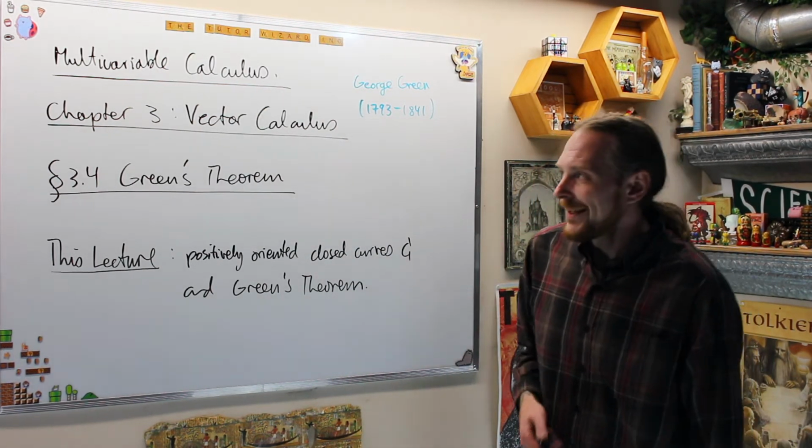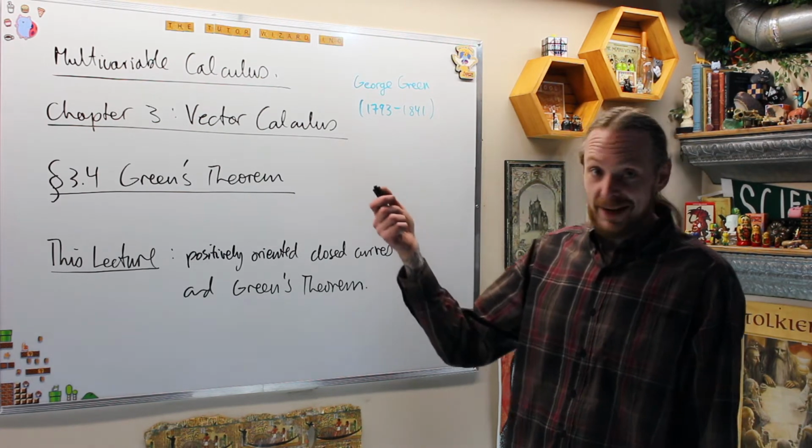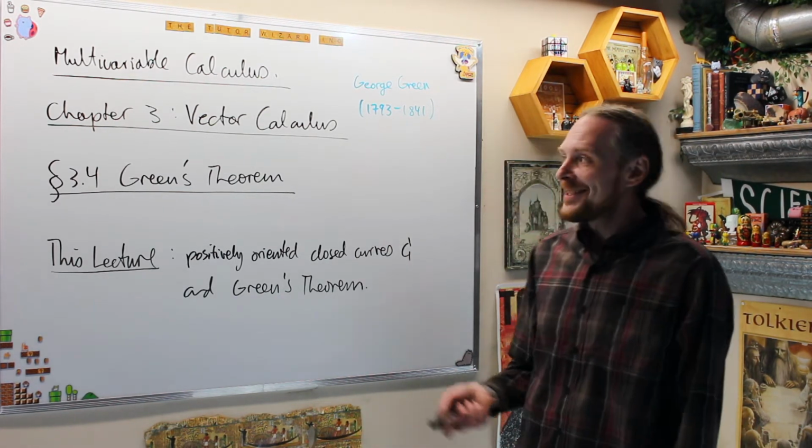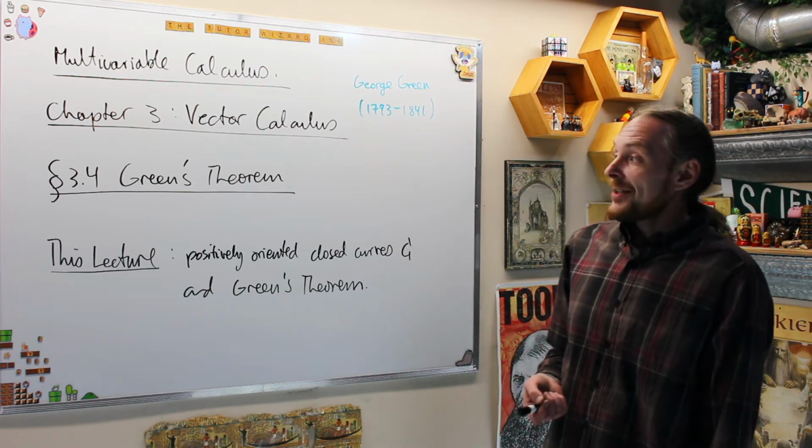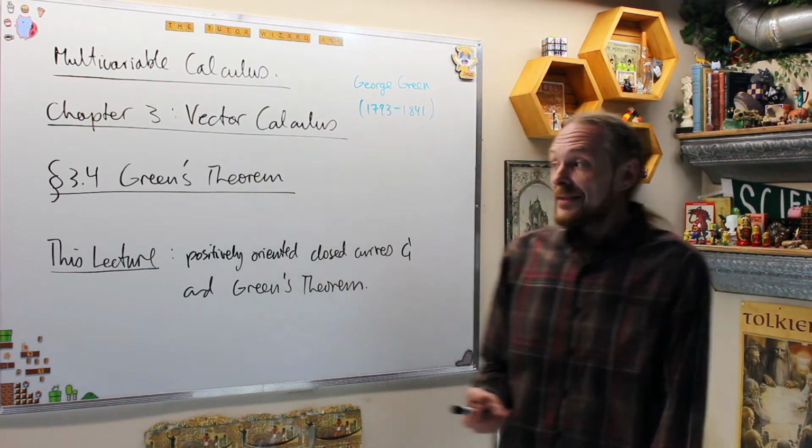We're doing multivariable calculus. You probably know that by now. If you're down the list, we're 50 videos deep. We're in chapter 3, vector calculus. This is 3.4 Green's theorem.